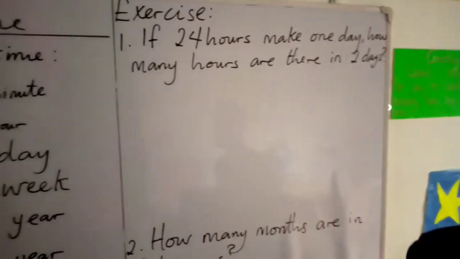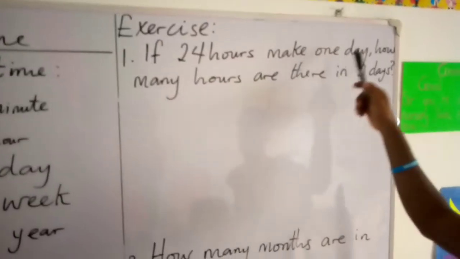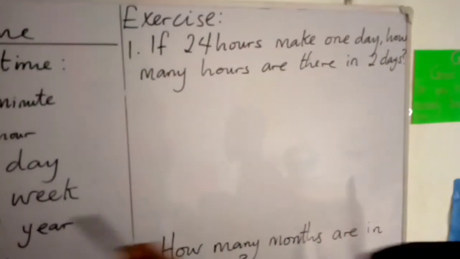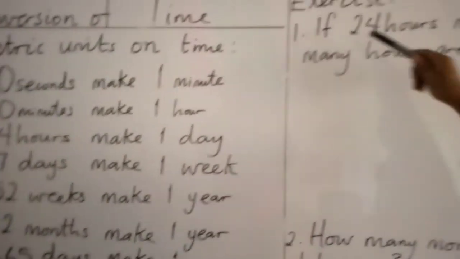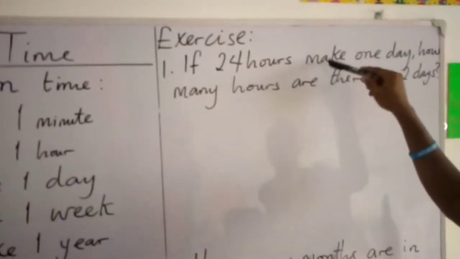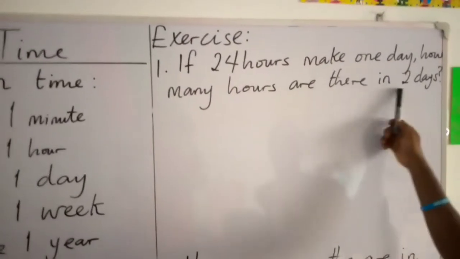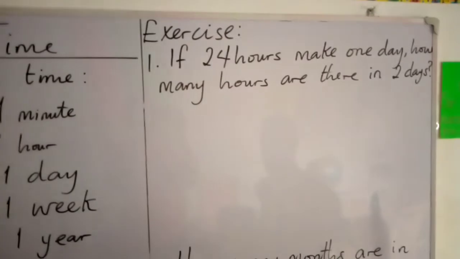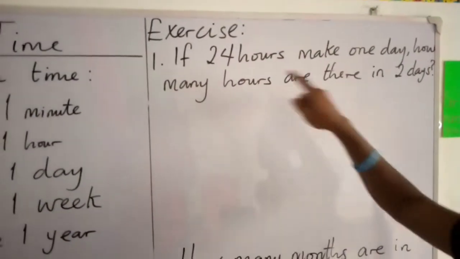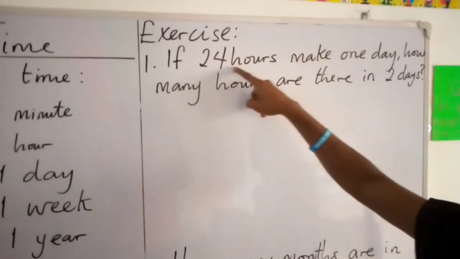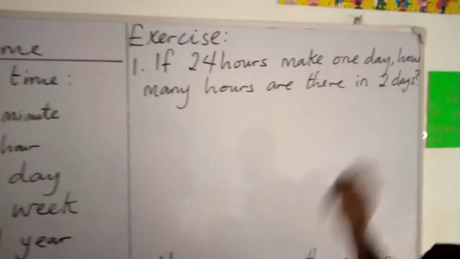Now let's look at number 1. If 24 hours make 1 day, we've already stated that for you. If 24 hours make 1 day, how many hours are there in 2 days? We want to know how many hours are there in 2 days, because 1 day is 24 hours. 2 days will be what?